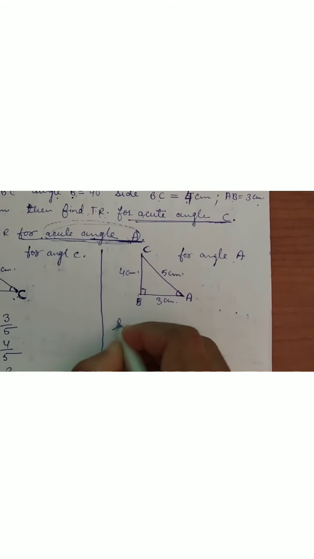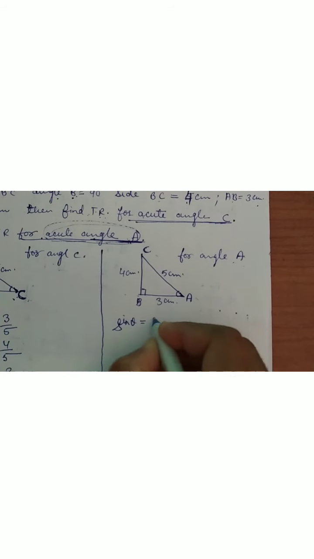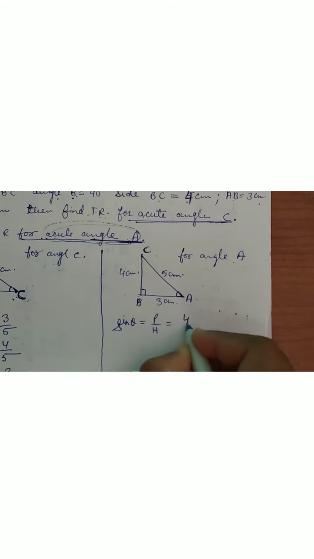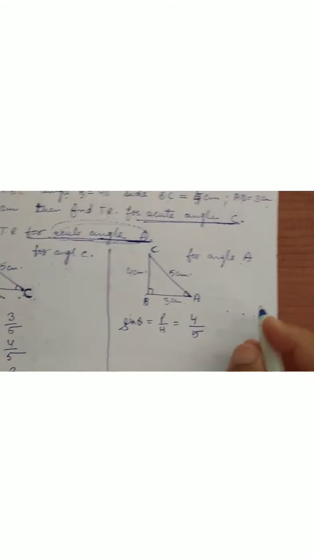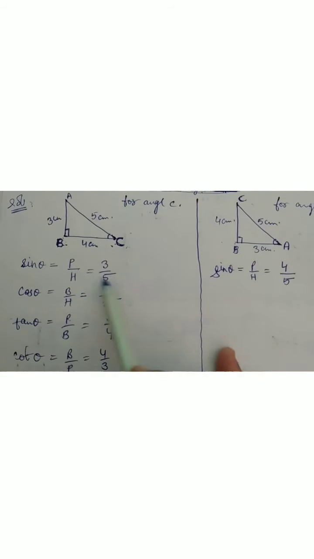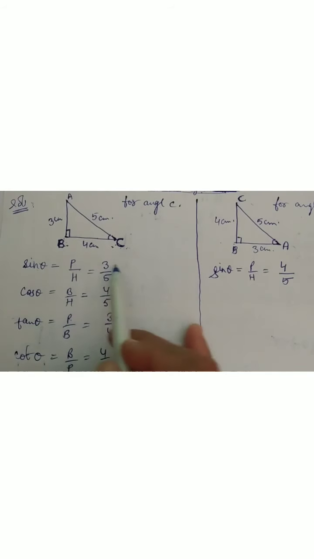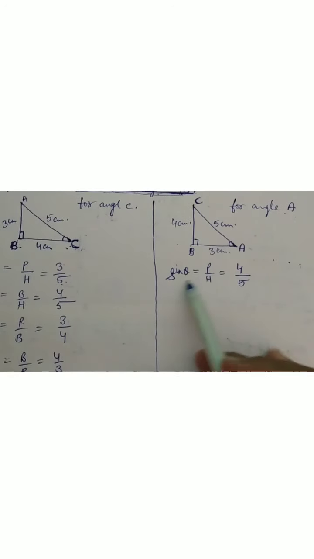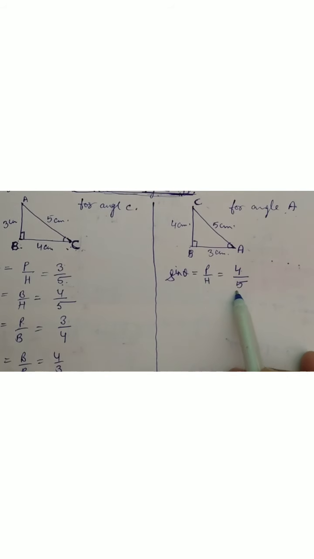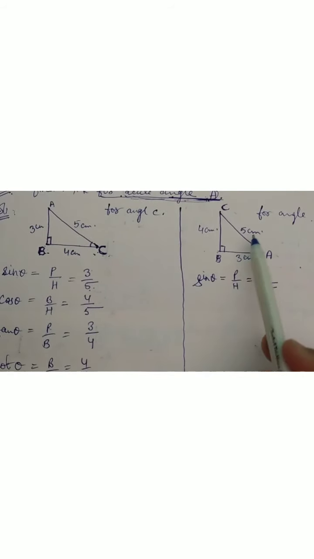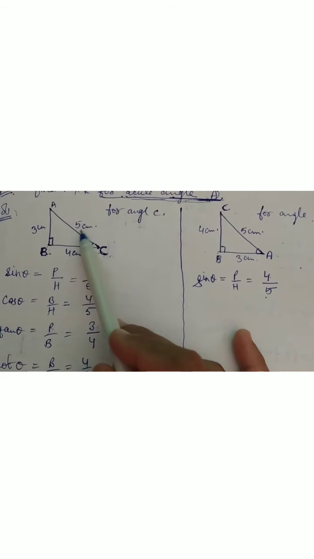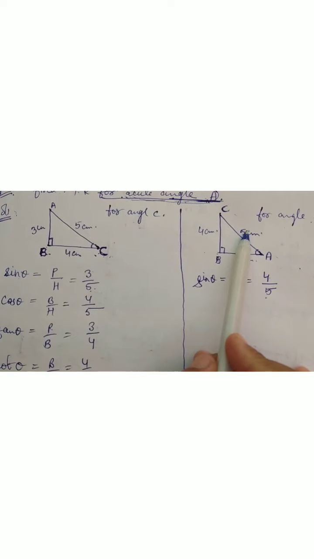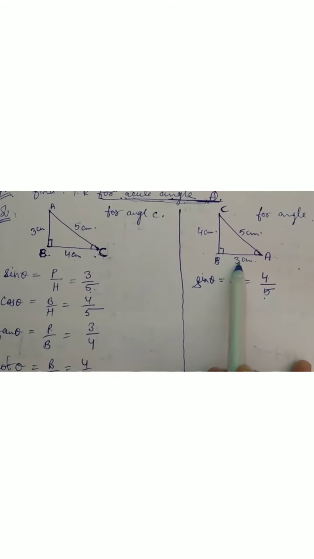For this diagram, sin theta is equal to perpendicular upon hypotenuse. Here perpendicular is 4, hypotenuse is 5. See here, the difference is for angle C, sin theta is equal to 3 by 5, where the perpendicular is 3 and hypotenuse is 5. But for angle A, perpendicular is 4 and hypotenuse is 5. We just see that there is a similarity, that is the hypotenuse is same but the base and perpendicular interchange.